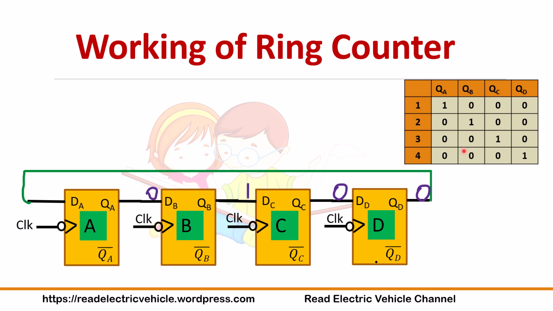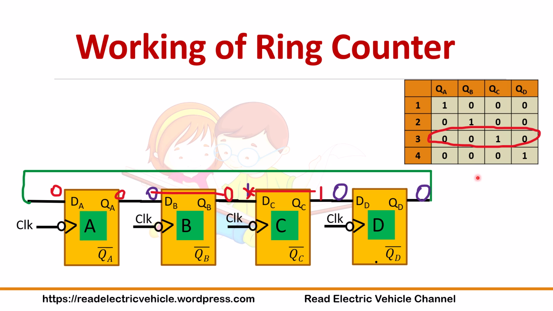Next, we will check the next state. We have now 0, 1, 0, 0. This 0 is connected here. When I give the next clock pulse, this 0 will come here. This 1 will be moved here and this 0 will be moved here. So I will get 0, 0, 1, 0. Third state I will get.